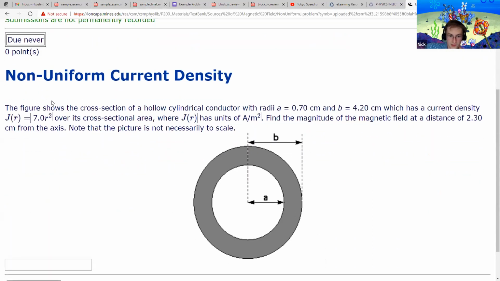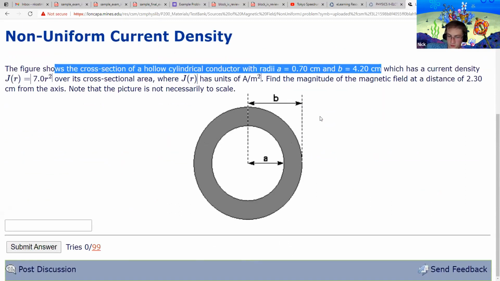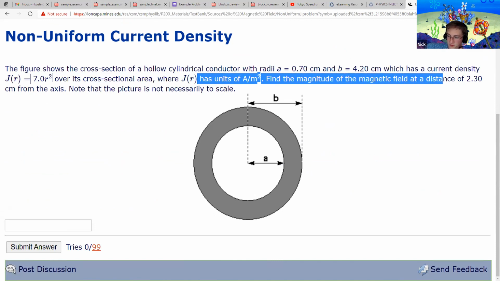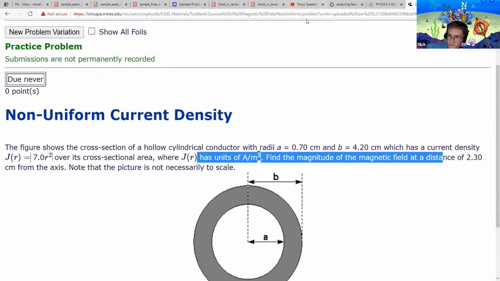All right. So the figure shows the cross section of a hollow cylindrical conductor with radii A and B, which has a current density J equals 7R squared over its cross-sectional area. So that means over this gray section here, where J has units of amperes per meter squared. Find the magnitude of the magnetic field at a distance of 2.3 centimeters from the axis.